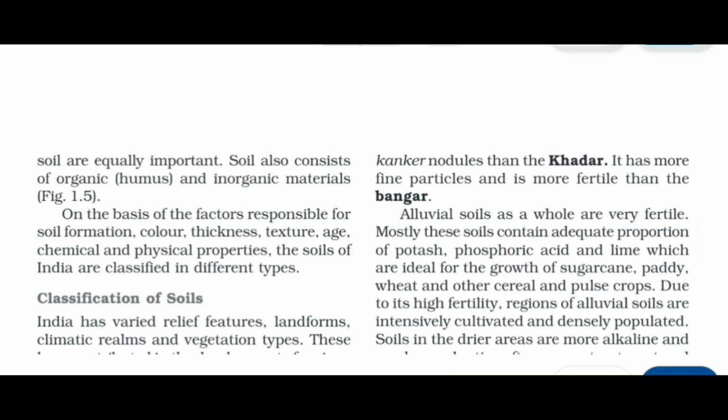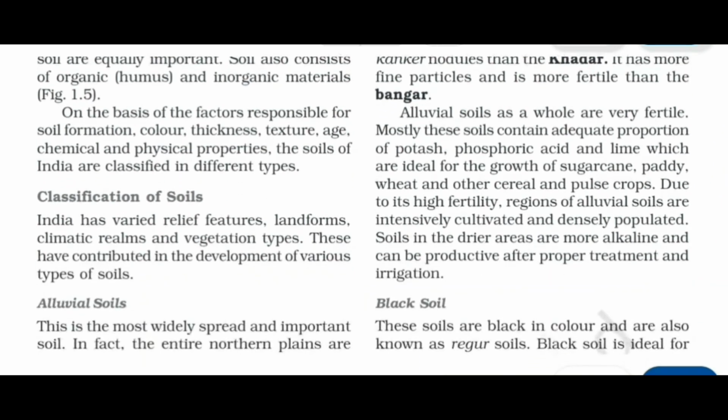Now, mostly these soils contain adequate proportion of potash, phosphoric acid and lime, which are ideal for the growth of sugarcane, paddy, wheat and other cereal and pulse crops. Now these soils, the physical composition I have given you, that is sand, silt and clay. Alluvial soils physical composition is sand, silt and clay. But look at the chemical composition. The chemical composition is given over here.